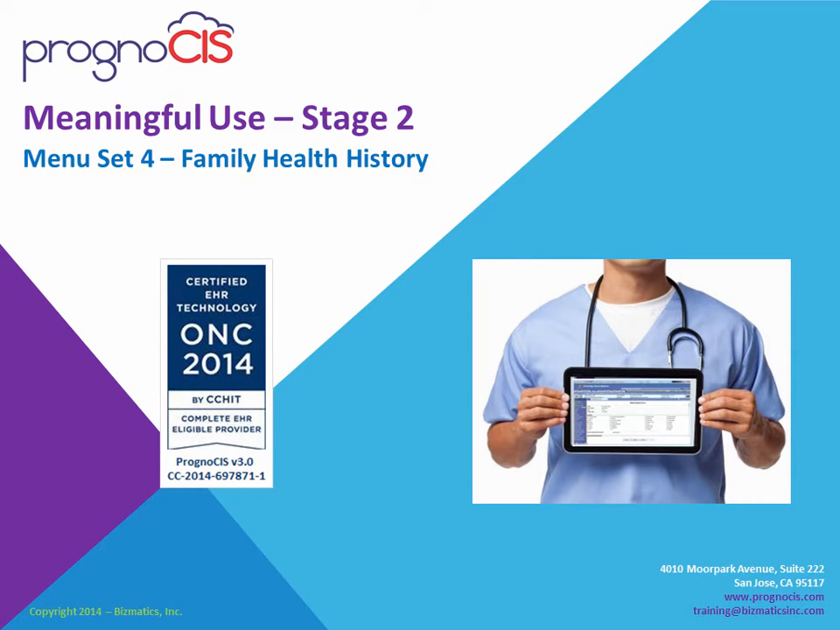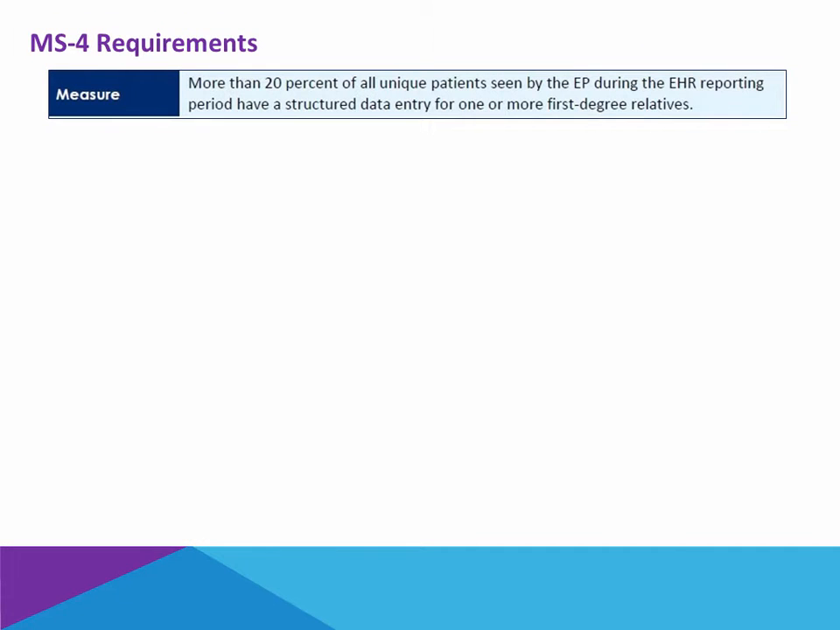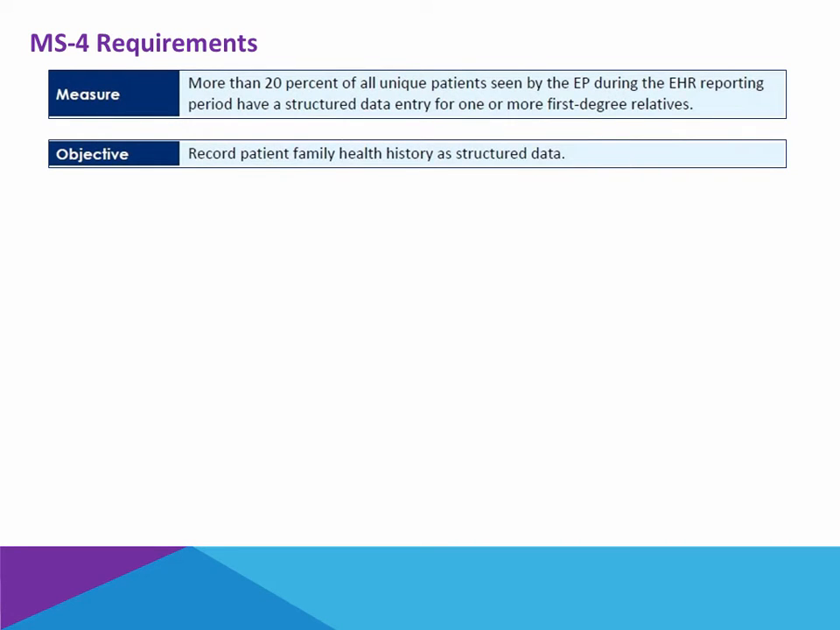Meaningful Use Stage 2, Menu Set 4, Family Health History. The requirement of Menu Set 4 is that more than 20% of all unique patients seen by the eligible provider during the reporting period has a structured data entry for one or more first-degree relative. The objective is to ensure that providers are recording patients' family health history in their structured data.